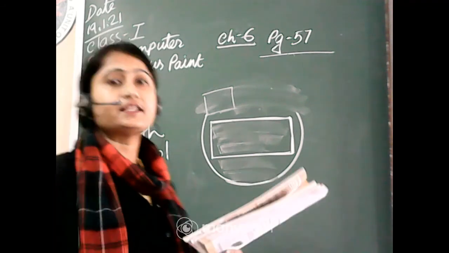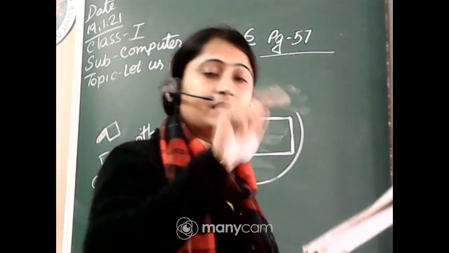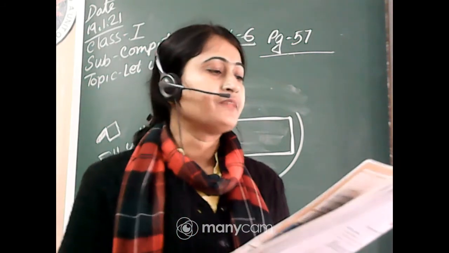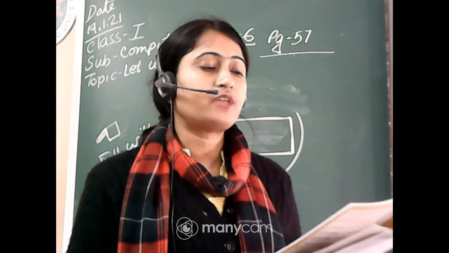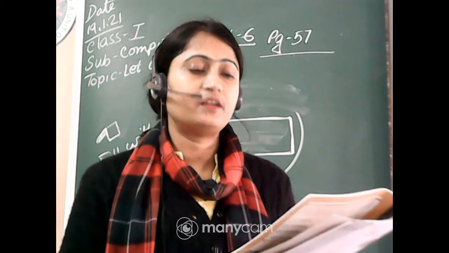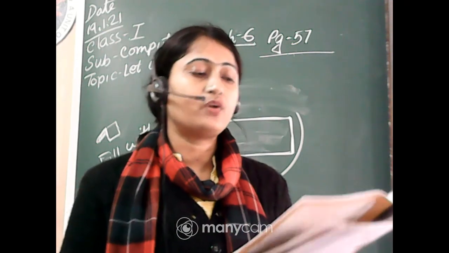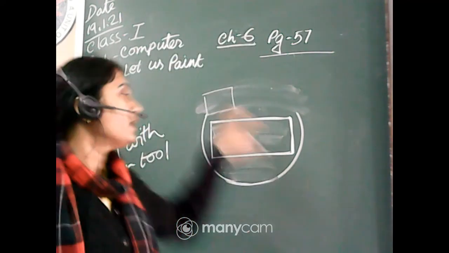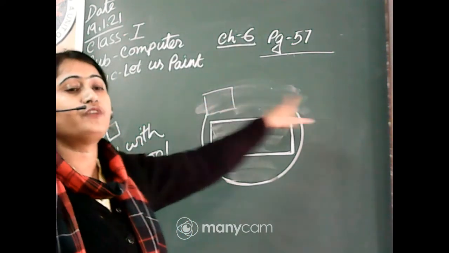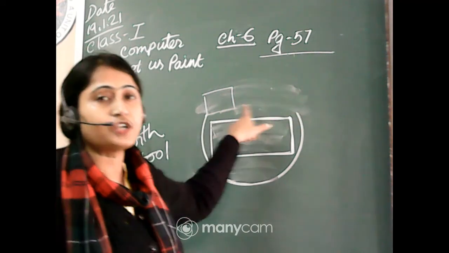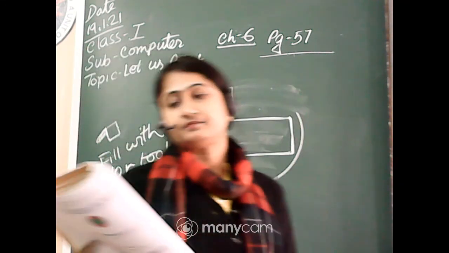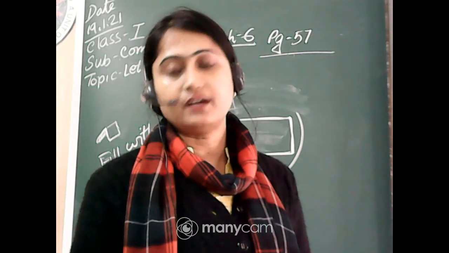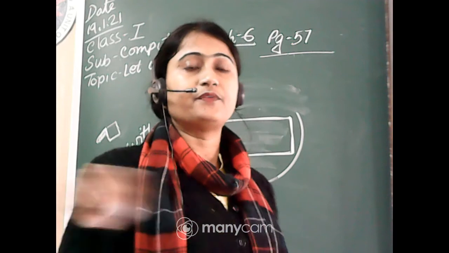When you choose the eraser tool, you can see this type of square will come. This is the eraser. By clicking the left mouse button and dragging it, you can rub the portion. Okay, take the mouse pointer to the area from where you would like to erase the drawing. Hold down the left mouse button and move it on the area. I already told you, hold down the left mouse button and move it to the drawing area which portion you want to erase.